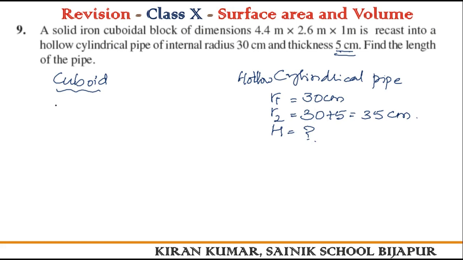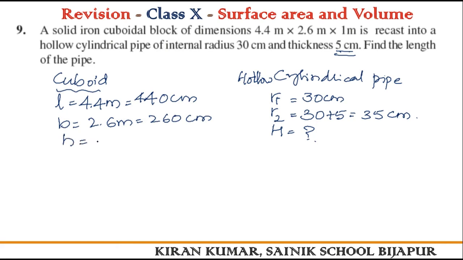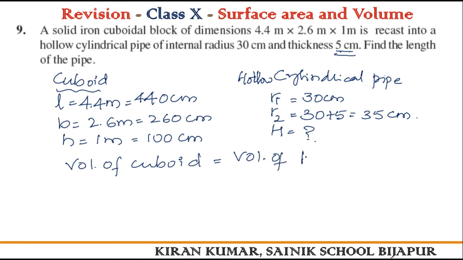For the cuboid, they have given the length to be 4.4 meters. Since these are in centimeter, it's better converting this as centimeter. 440 centimeter. Breadth is 2.6 meter, which is 260 centimeter, and the height is 1 meter, which is 100 centimeter. Since one is recast into another, volume will remain same. Volume of cuboid will be equal to volume of hollow cylinder.